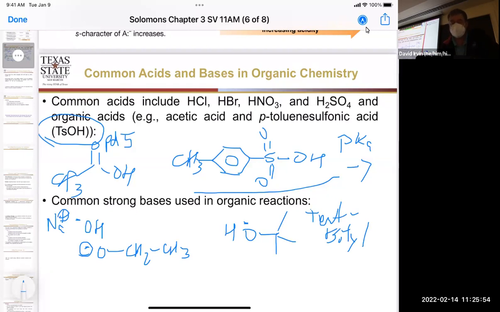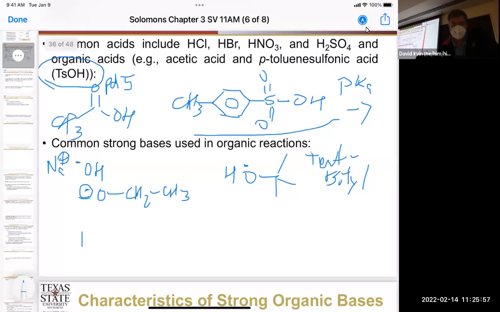Now we have a couple of nitrogen-based ones too. We do this right here. This is called sodium amide, A-M-I-D-E. It's a very strong base, and usually it has lithium with it. But you can take any nitrogen that has a hydrogen on it and remove it and make it a very strong base. This particular one is common.